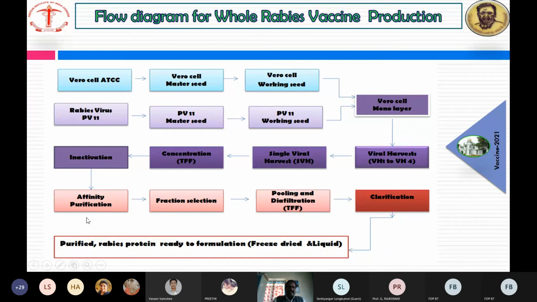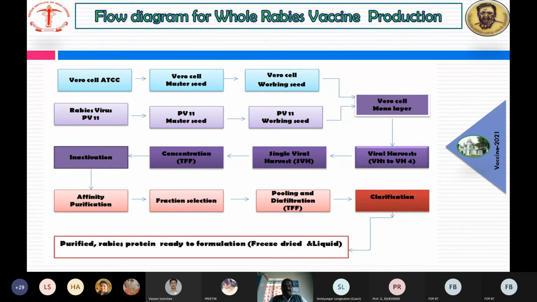The same virus line has a master seed, then goes for a working seed. Parallelly, the rabies virus has a master seed, again going for a working seed here. Once the monolayer cell line is formed, it goes for collection of the viral harvest: viral harvest 1, 2, 3, 4, every 72 hours. That is pooled into a single viral harvest.